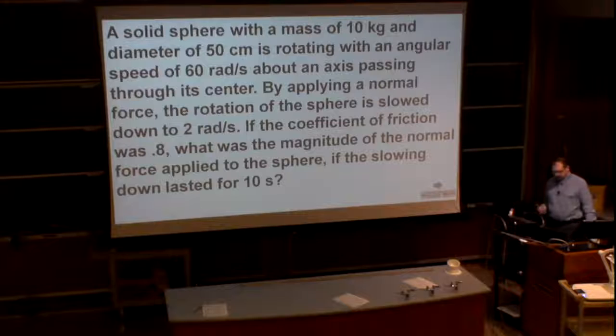All right, another example. Now it's a sphere with a given mass and diameter, and it spins. So we have like a needle which passes the center of mass of this sphere, and the sphere spins about it.